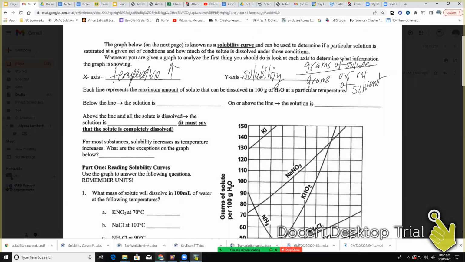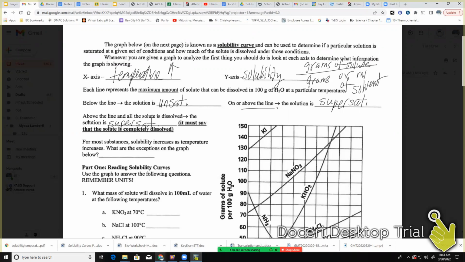So some of these we've already said. If we're below the line on a solubility curve, then that represents an unsaturated solution. If we're above the line, then that is considered supersaturated. And then over here, it just repeats that again: above the line and all the solute is dissolved. And once again, we say that is a supersaturated solution.